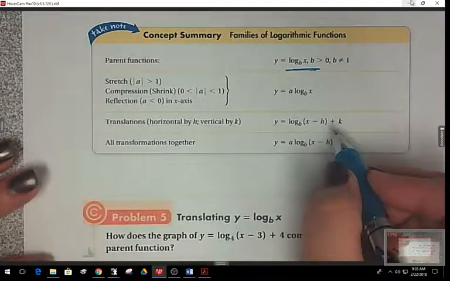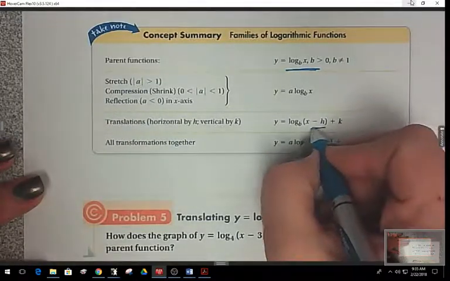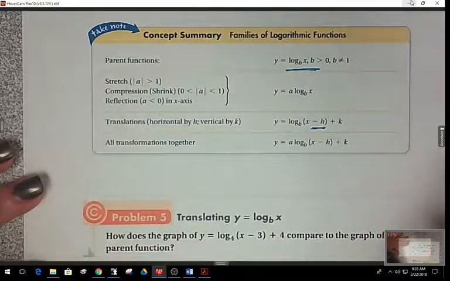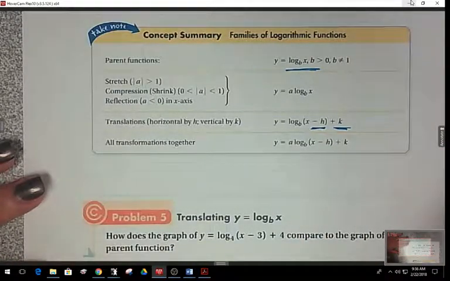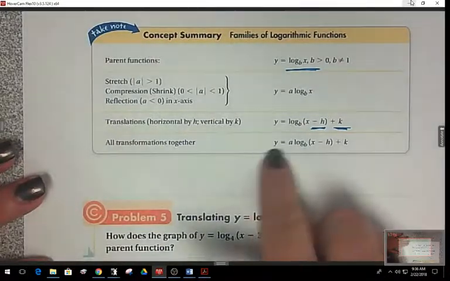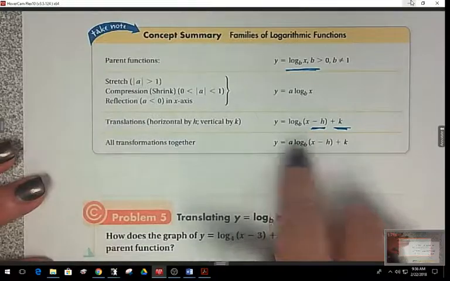Okay, and just like with all of our other functions, if it is inside with the x, it's going to go left or right, and we do the opposite. If it comes after all of that, it's going to shift up or down, and you're going to do the same as the sign. Okay, and so here they put it all together for you with the A out in front.